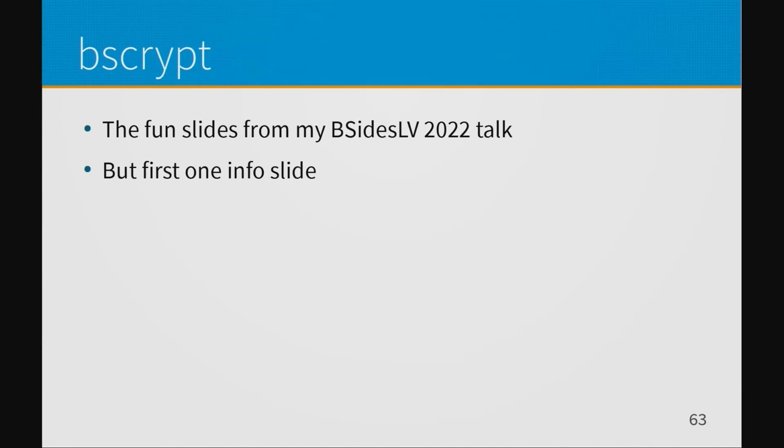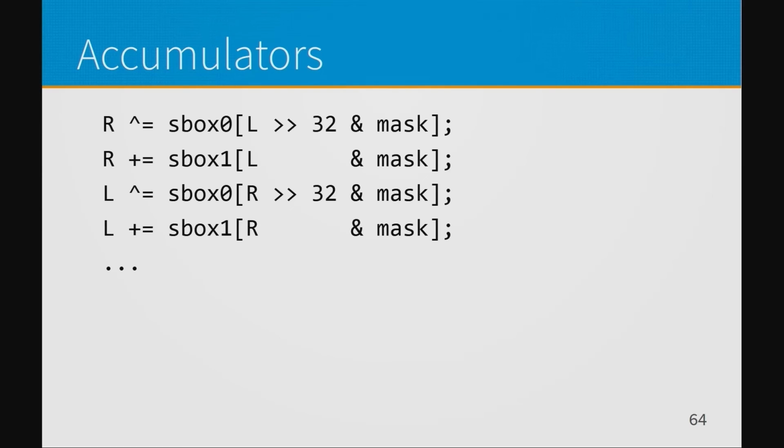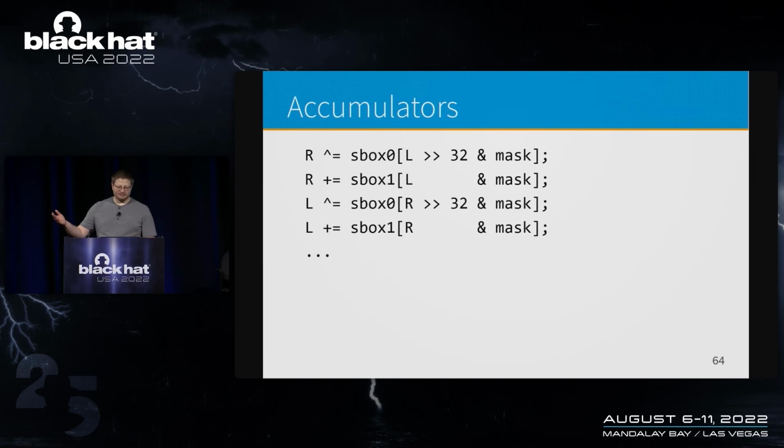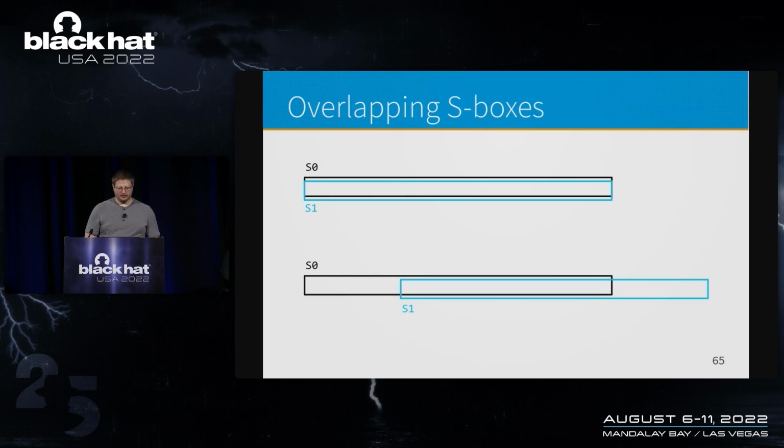So, bcrypt. These are all the fun slides from my talk. But first, one info slide. Cache-hard algorithms get their cache hardness from small random lookups in memory, or cache. And then every other operation is add and XOR. And I went with two S-boxes like that.